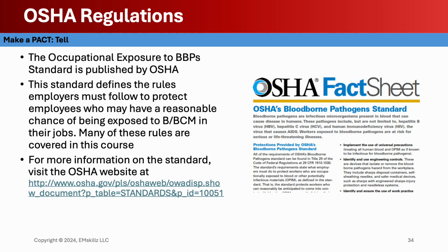OSHA regulations. The Occupational Exposure to Bloodborne Pathogens Standard is published by OSHA. This standard defines the rules employers must follow to protect employees who may have a reasonable chance of being exposed to blood or blood-containing material in their jobs. Many of these rules are covered in this course. For more information on the standard, visit the OSHA website at the below address.